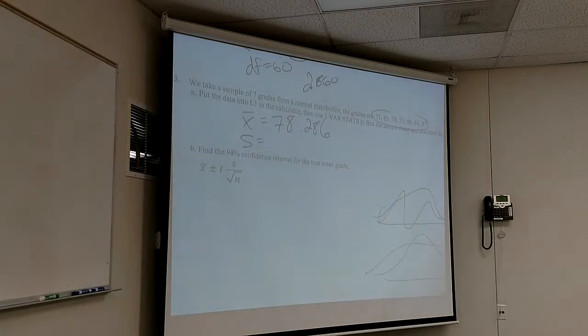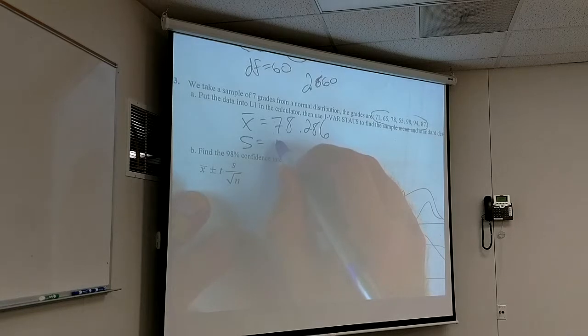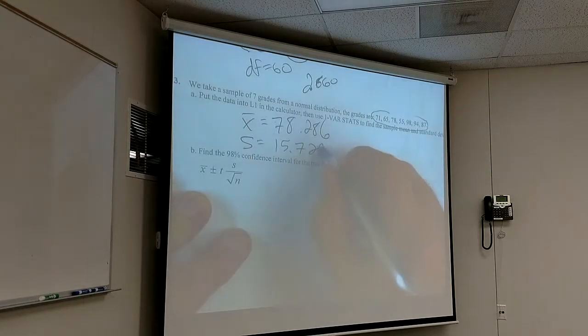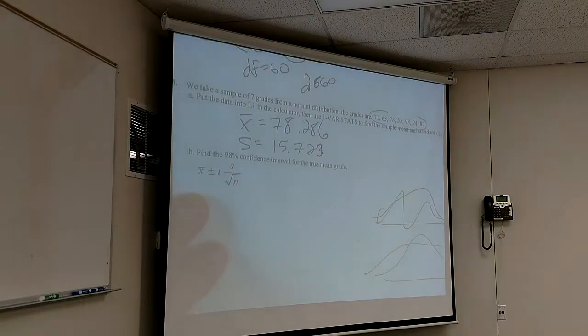You go, all right, calculator. That's great, but it doesn't work here. It's not a population. What did you guys get for S? 15.723. Okay. All right. I like it. Crowdsourcing work.